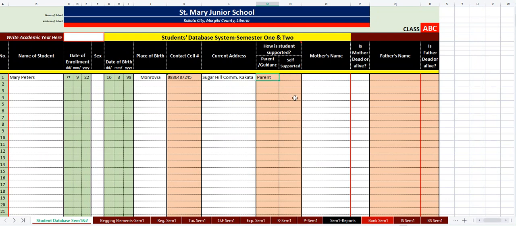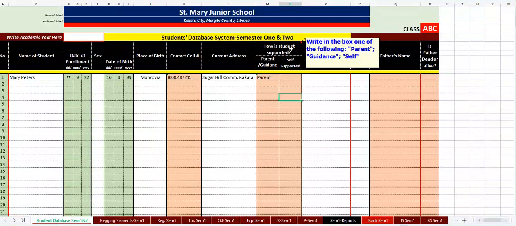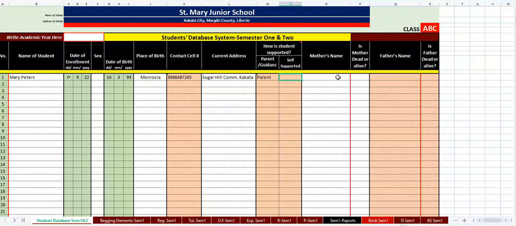If you hover the mouse here, it will tell you what to do. So you either put parent or guardian or self. If they are self-supported, you put self. If it's parent or guardian, you put it right here, parent or guardian, whatever it is. Mother's name, Mary Smooth. All right. Is Mary Smooth alive? Yes. Then we got Paul Smooth. Is Paul Smooth alive? Yes. Great.